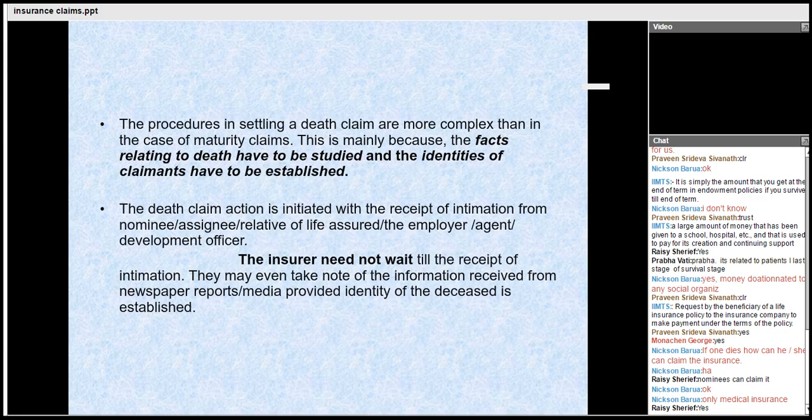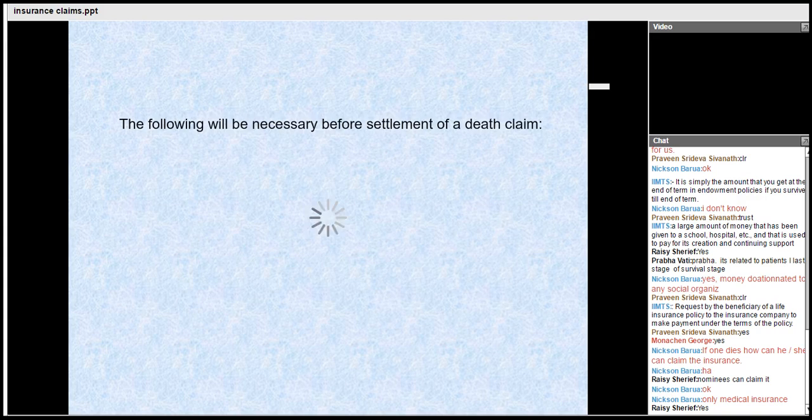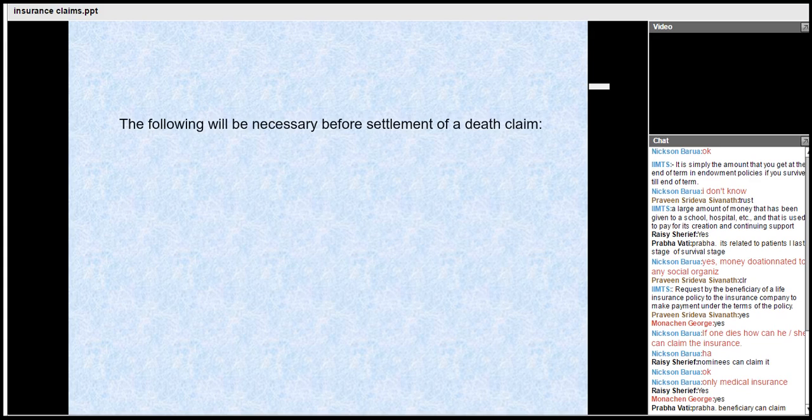Is it clear what is endowment? Large amount of money given as a charity for a hospital. And the following will be necessary. Is it clear? Are you able to find? Asya, Sunny, George, Praveen, Nixon, Gracie, Rajiv and Tiju.